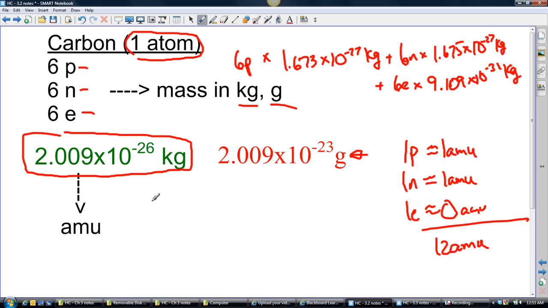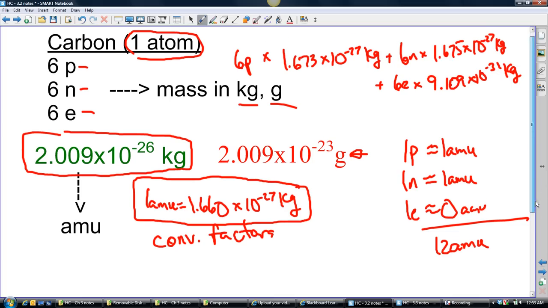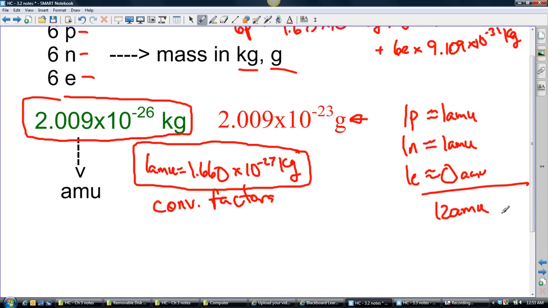Now, to be more specific though, we do want to calculate this in terms of AMUs. So on the previous screen we had this value: 1 AMU is equal to 1.660 times 10 to the minus 27 kilograms. Well, guess what? Here is our first official chemistry conversion factor. This relates kilograms to AMUs. So if we want to calculate how many AMUs we have here, here's our simple calculation.